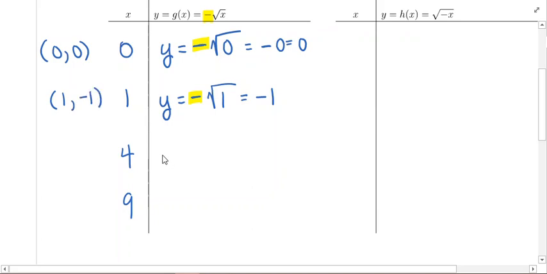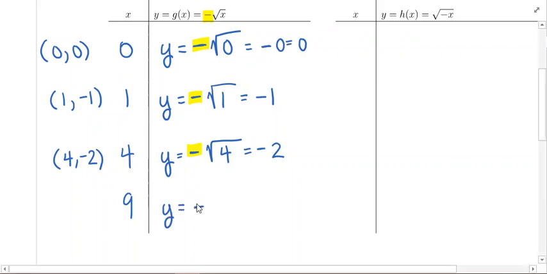If x is 4, plug it in. Y is going to be, you've got your negative sign hanging out front, and then the square root of x. X is 4 here, so this is going to be negative out front. Square root of 4 is 2. So we will plot the point (4, -2). And then lastly, if x is 9, we'll get that y is equal to negative hanging out front, square root of 9. The square root of 9 is 3. We will plot the point (9, -3).